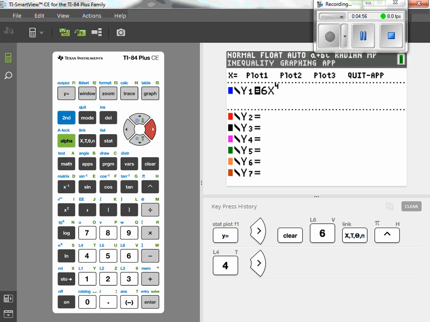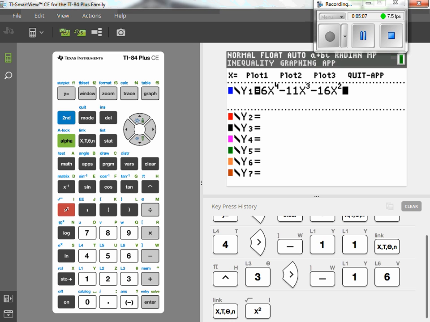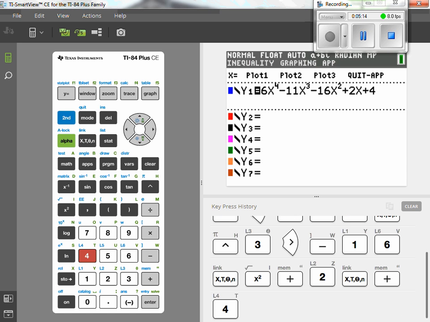So you can type it in, 6x to the fourth minus 11x to the third minus 16x squared plus 2x plus 4. And once we get this all typed in, once we hit y equals and typed it in, we're going to hit graph. Once you get this all typed in, hit graph.